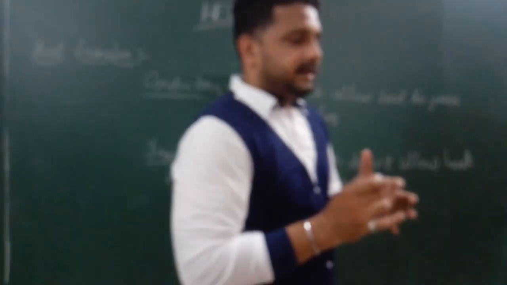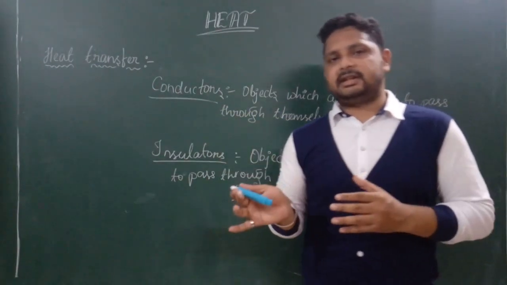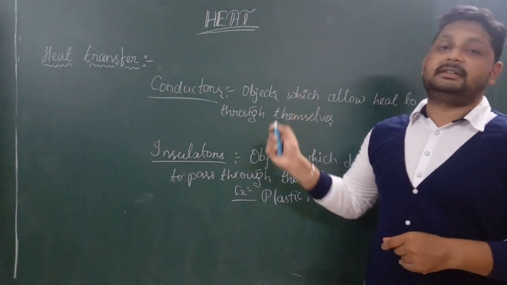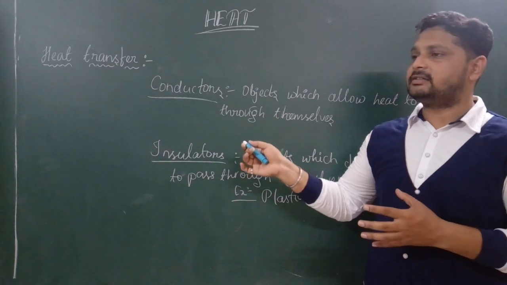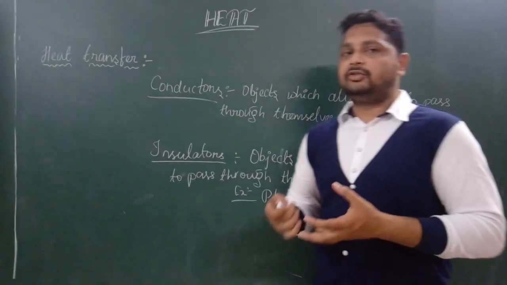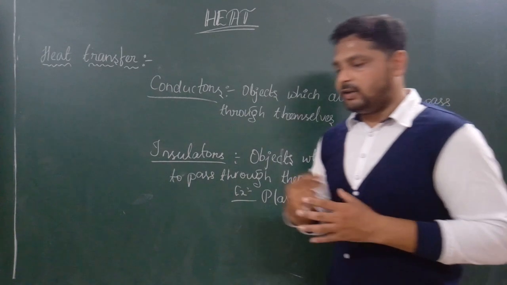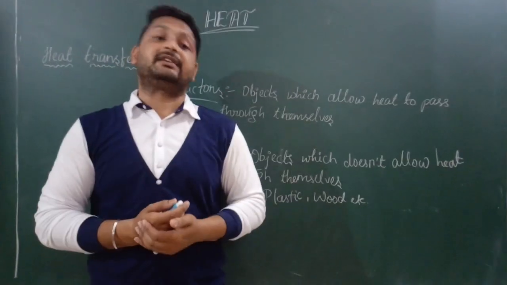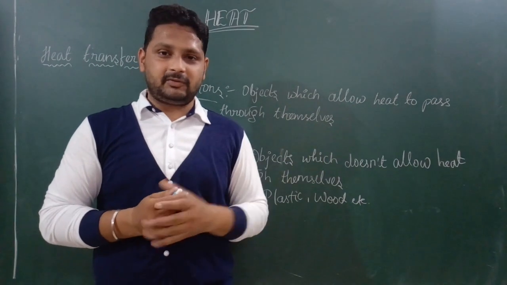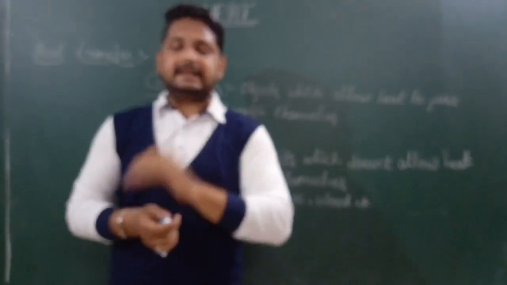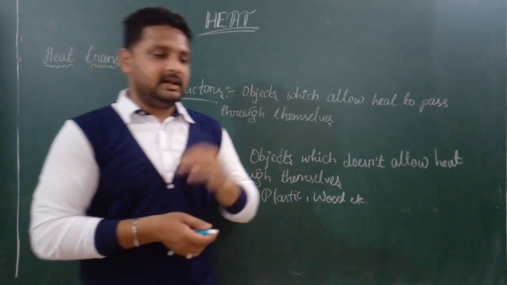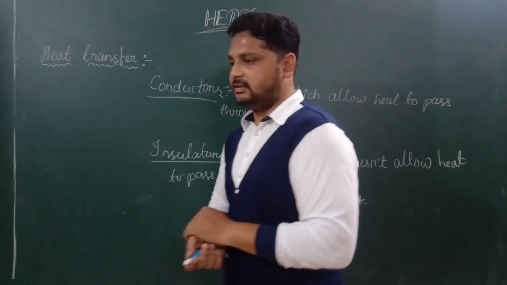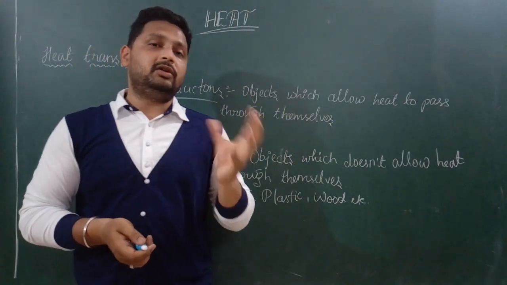Okay, so heat doesn't travel through them. Already we studied that heat moves from higher temperature to lower temperature, but it needs conductors to move through, because insulators won't allow heat to pass through themselves. Now we are going to study the different types of heat transfer. Heat transfers in various ways. Mostly there are three different types of heat transfer: conduction, convection, and radiation. So first we'll study conduction.